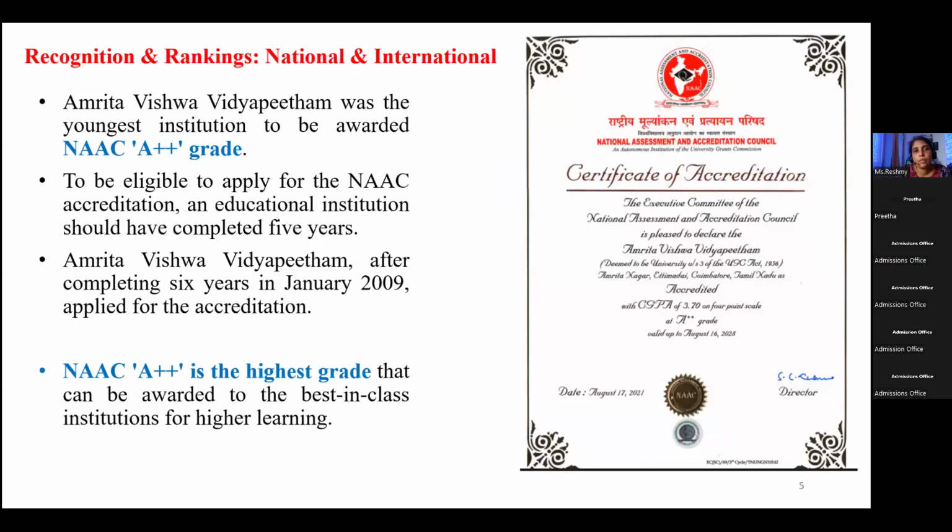Now, the next ranking that we have achieved in 2021 was the NAAC accreditation. NAAC A++ grade is there for Amrita. So to get eligibility for the NAAC accreditation, an education institute should have completed at least 5 years. And after the end of 6 years, we applied for the NAAC accreditation, and now we are awarded NAAC A++, which is the highest grade a teaching institution can get. We have achieved that in 2021. The certificate is shown here. So these are the national rankings.